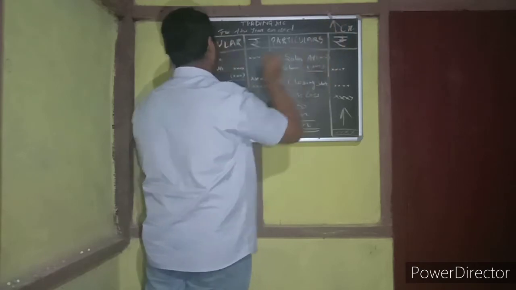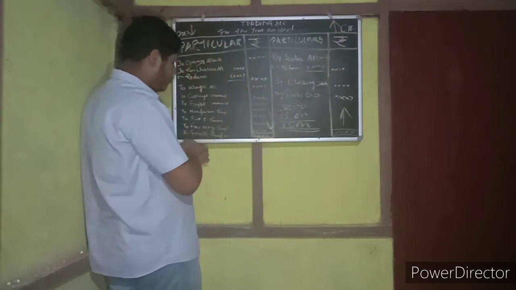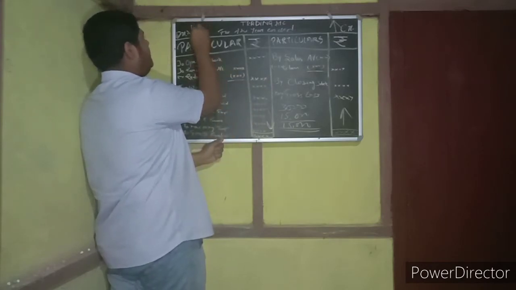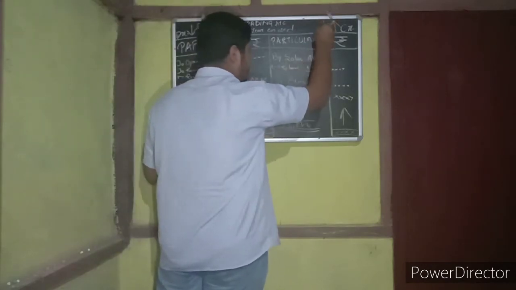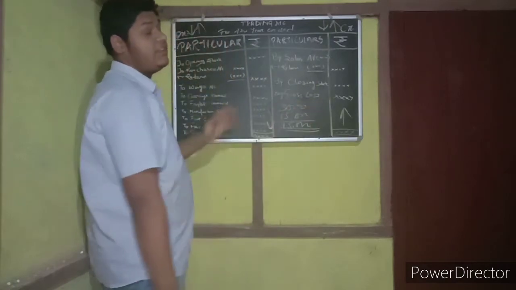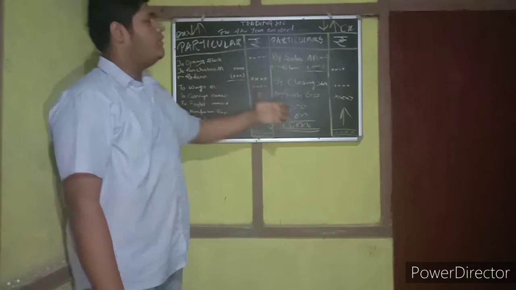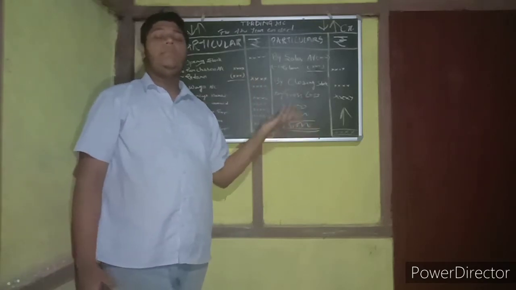Income side more, expense side less means our gross profit. And if it is the opposite, the expense side is more and the income side is less, then it will be our gross loss. This is not the net, this is the gross. So this is the overview of the trading account. So now I will show you the profit and loss account.